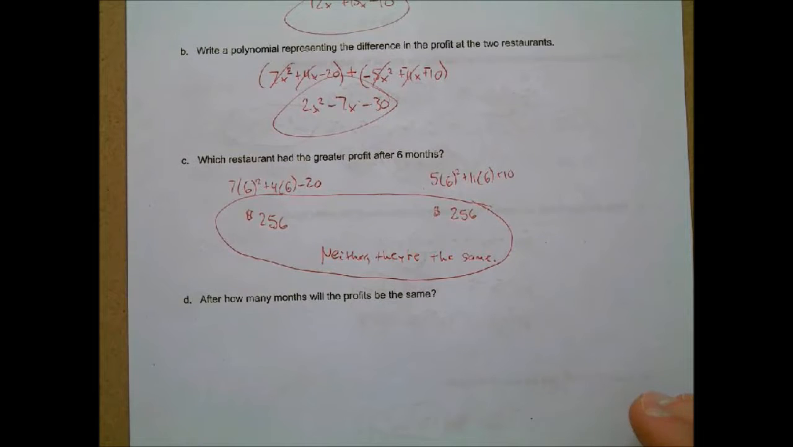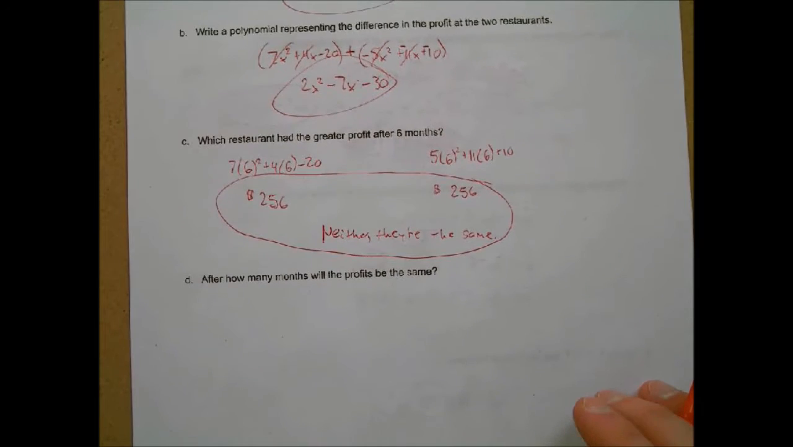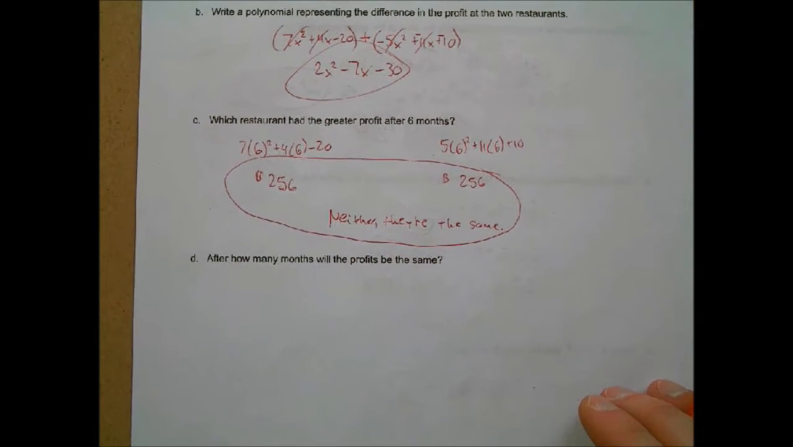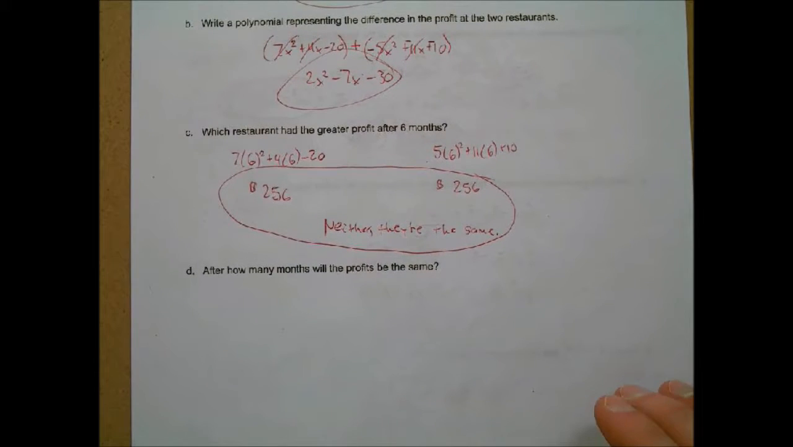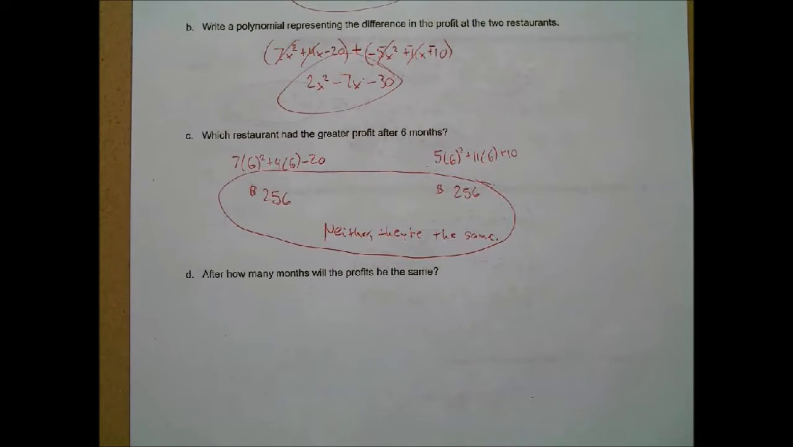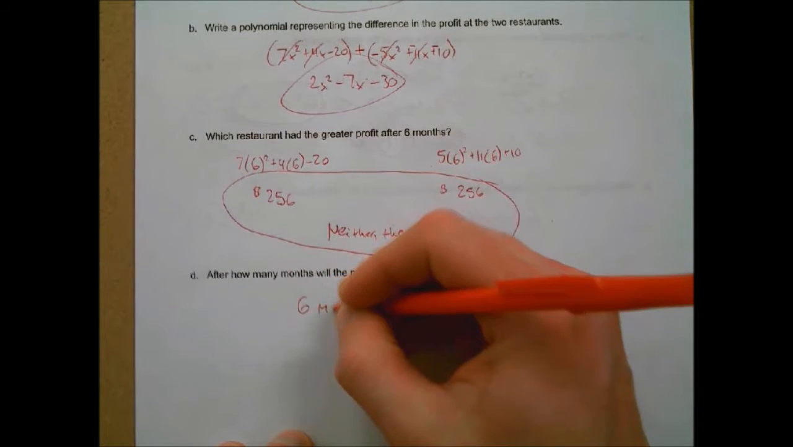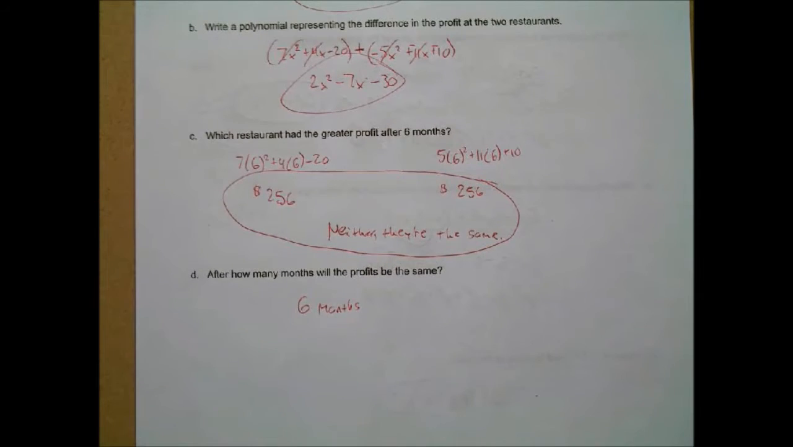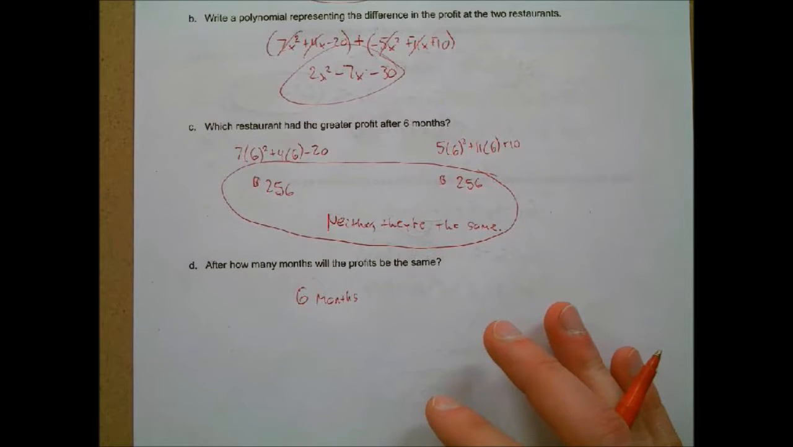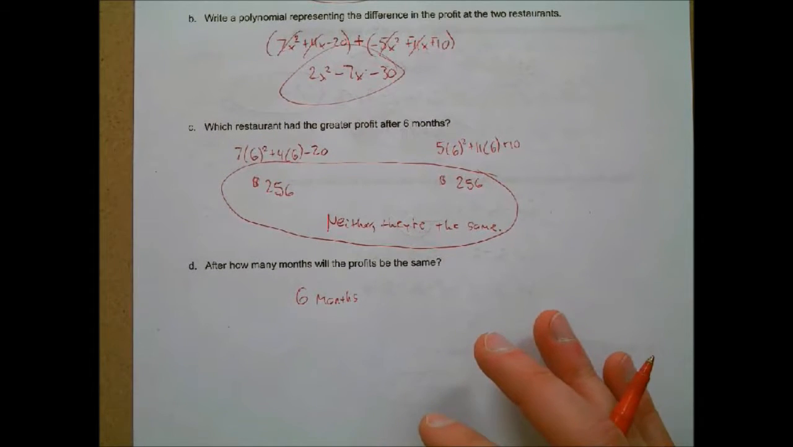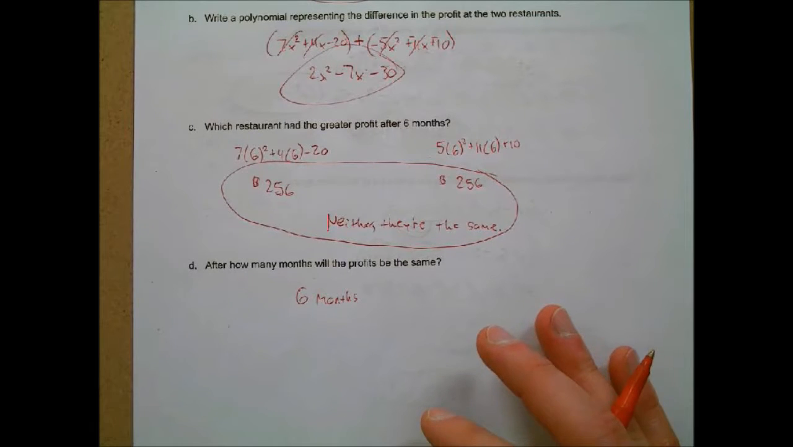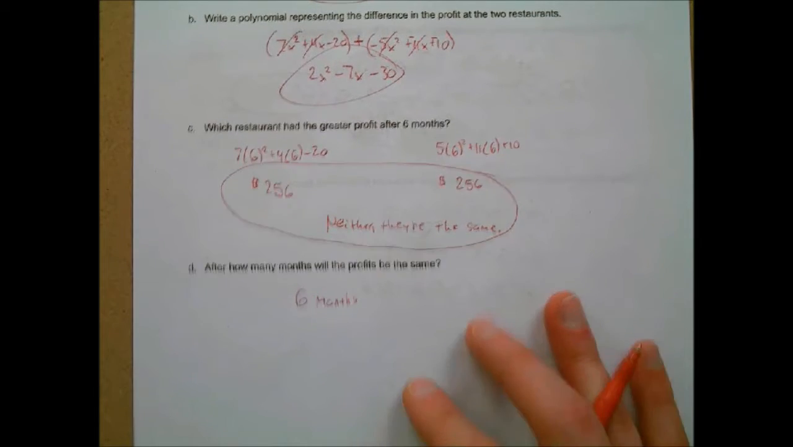Okay. Letter D. After how many months will the profits be the same? Well, we just figured that out, didn't we? I think there was an error here, and thank you, Alan. I think there was an error because probably we weren't supposed to get the same answer here. So either way, yeah, 6 months. Hypothetically, though, what if we wanted to try and figure out after how many months the profits will be the same? What should we do with these two profit equations to see when they'll be the same?